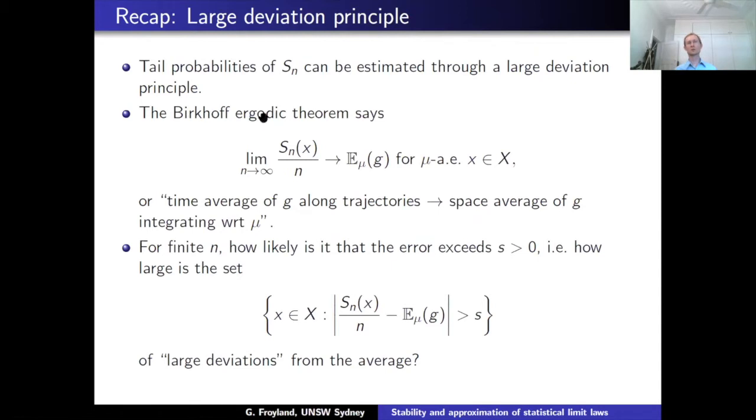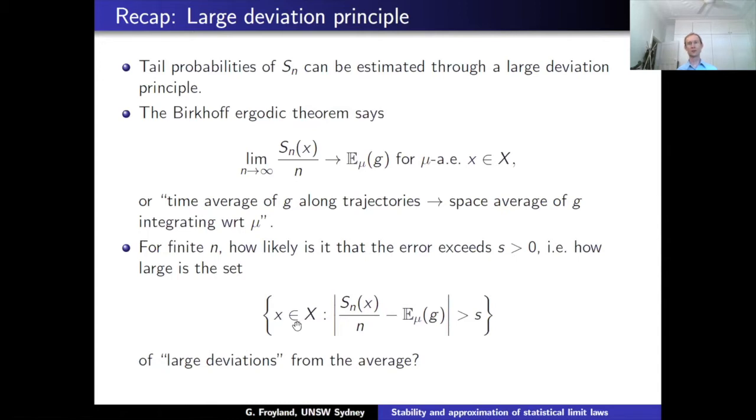So Birkhoff, or if you like, the law of large numbers, says that if you compute averages of your observation along a trajectory, then you converge almost surely to the mean. But you can ask, well, suppose I don't take the limit. Suppose I just go to some finite n, and I ask, how big is the set of initial conditions so that if I compute trajectories of length n, I deviate from the mean by more than some threshold s. So how likely is this? How unlucky can I get with my initial conditions?